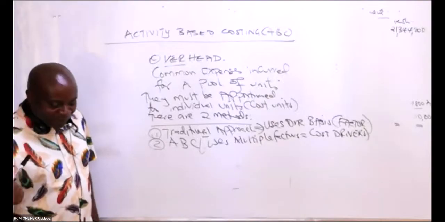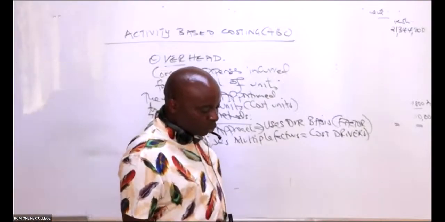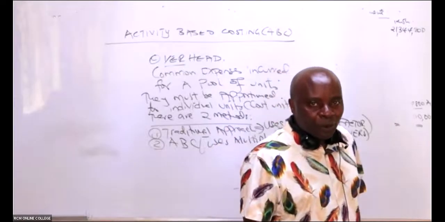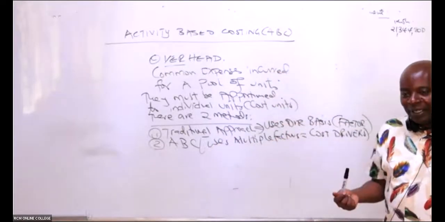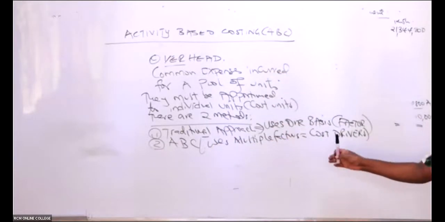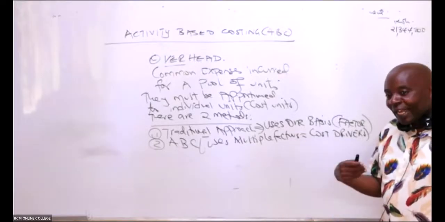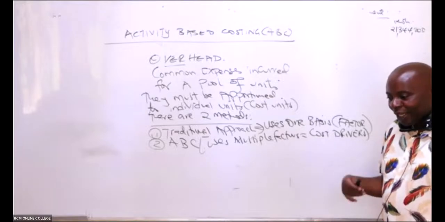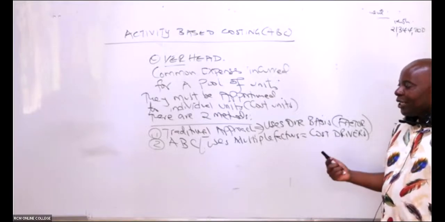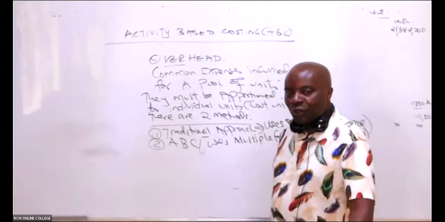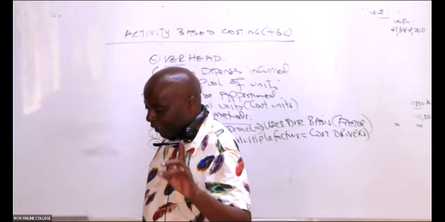So they will ask you the difference between the traditional absorption or apportionment approach vis-a-vis ABC. ABC makes use of what here? Multiple factors or multiple cost drivers, and that is why it is an accurate method of estimating costs. Whereas the traditional method basically uses only one cost driver.